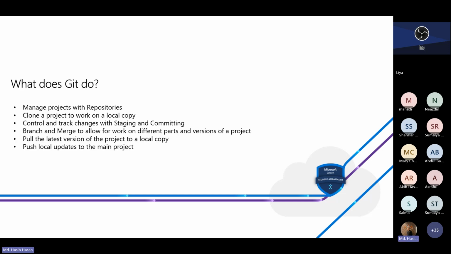What does Git do? Manage projects with repositories, clone a project to work on a local copy, control and track changes with staging and committing, branch and merge to allow for work on different parts and versions of a project, pull the latest version of a project to a local copy, push local updates to the main project. All of the words, repositories, committing, staging, branch, merge are new to everyone. We will learn that step by step.